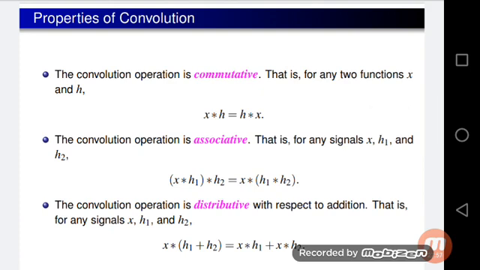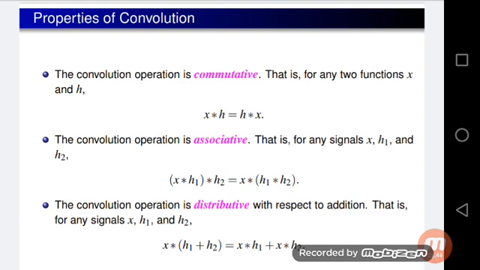Next one is properties of convolution. The convolution operation is commutative, that is, for any two functions x and h, x * h equals h * x. Commutative means replacing individual terms from left to right or right to left.